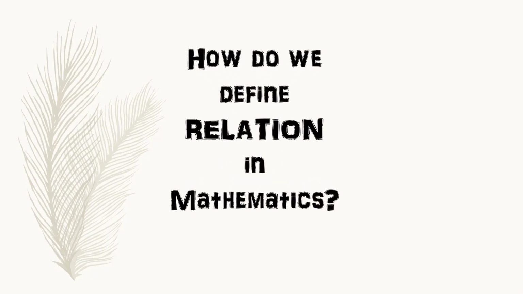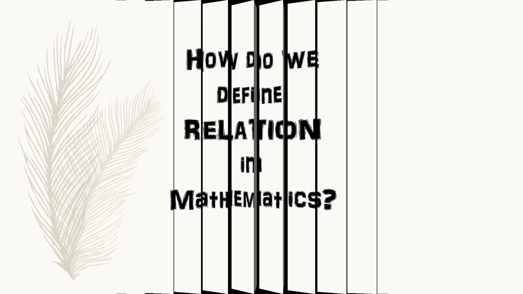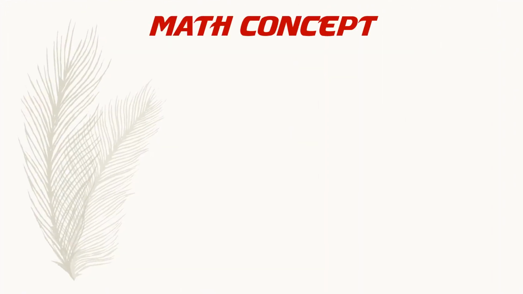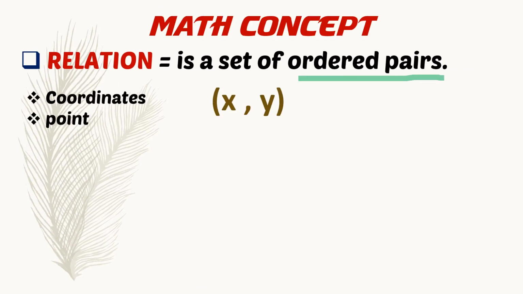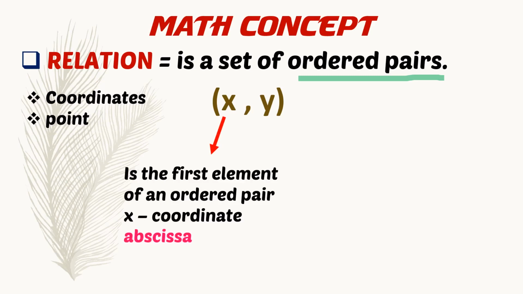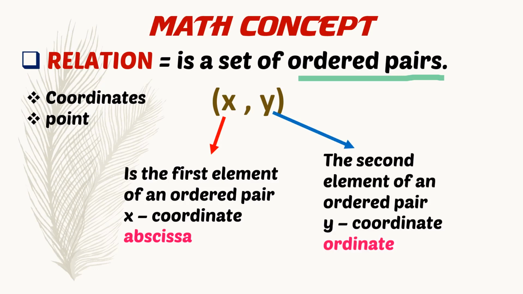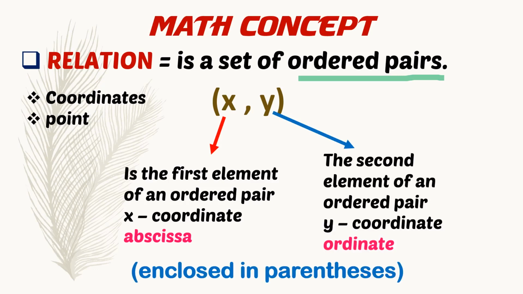But how do we define relation in mathematics? In mathematics, we define a relation as a set of ordered pairs x and y. Another term for ordered pair is coordinates or a point in a Cartesian plane. Ordered meaning there is an arrangement. The first element of an ordered pair is called the x-coordinate or abscissa, and the second element of an ordered pair is called the y-coordinate or ordinate. They are usually enclosed in a parenthesis.